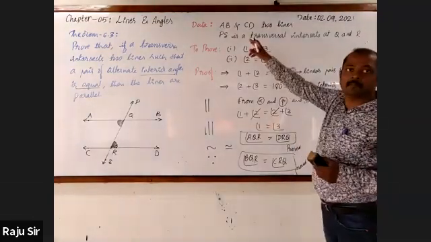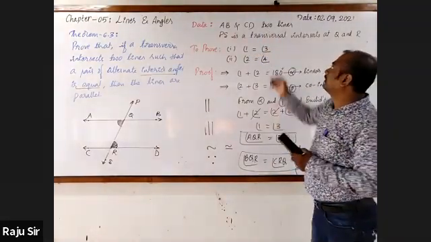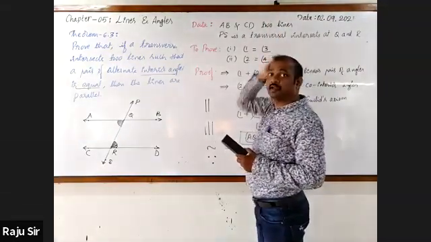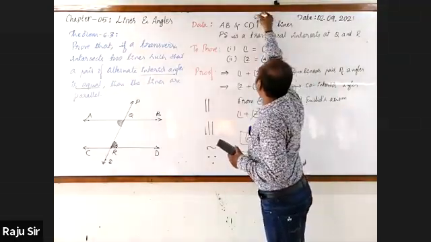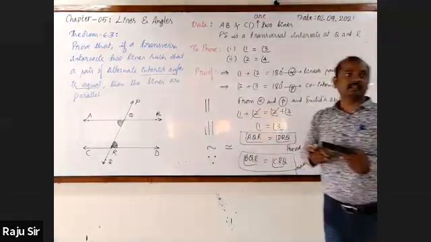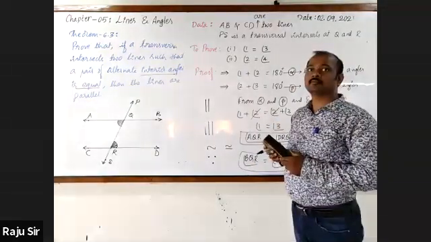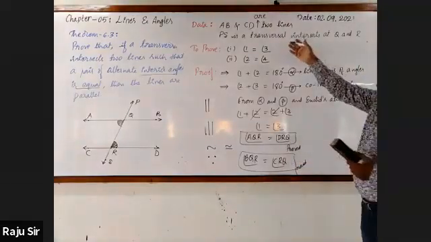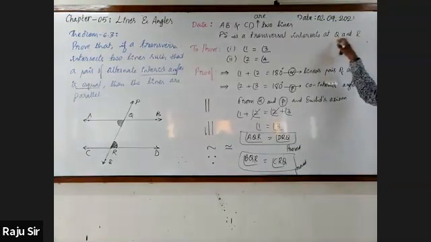Then copy this data, AB and CD, and use an auxiliary verb and its conjunction, are. Yeah, AB and CD are two lines. Next, of course, PS is a transversal, intersects at Q and R.